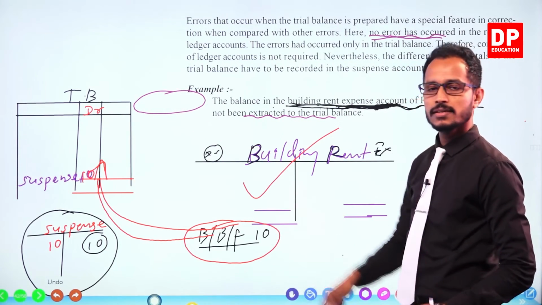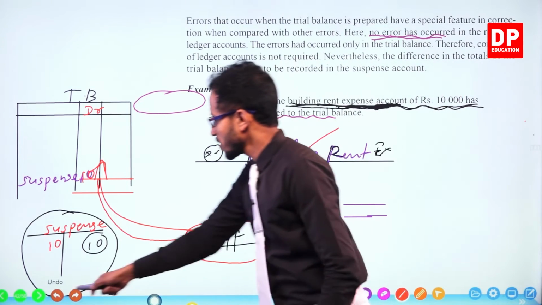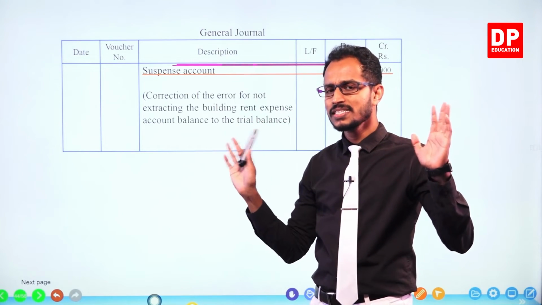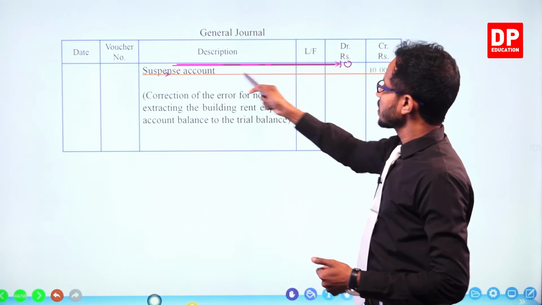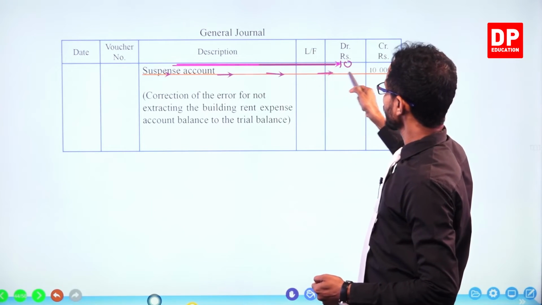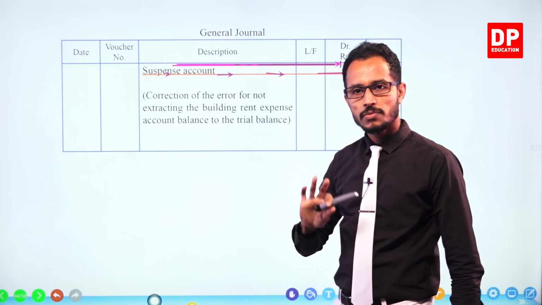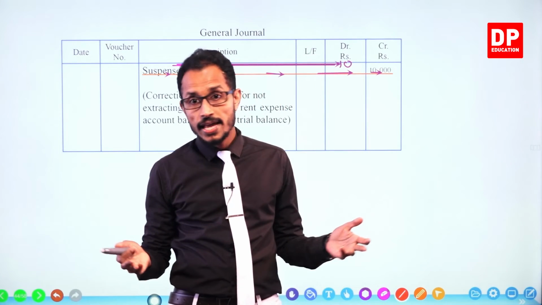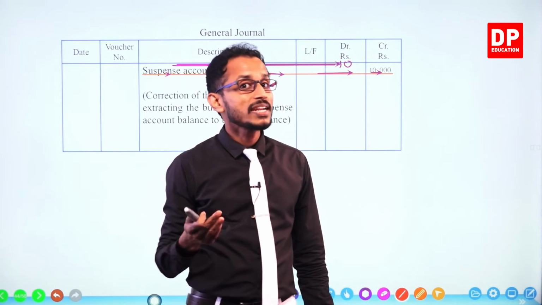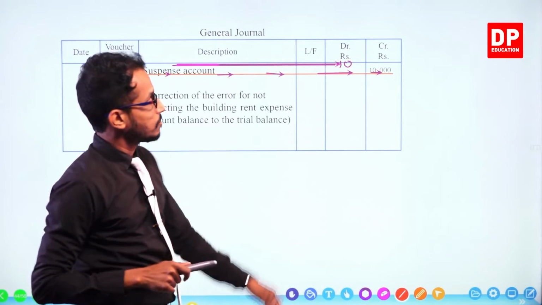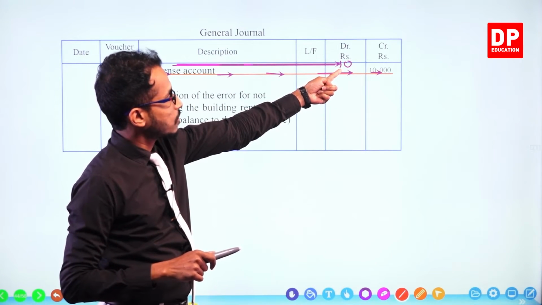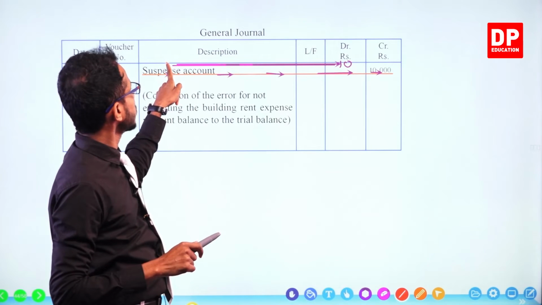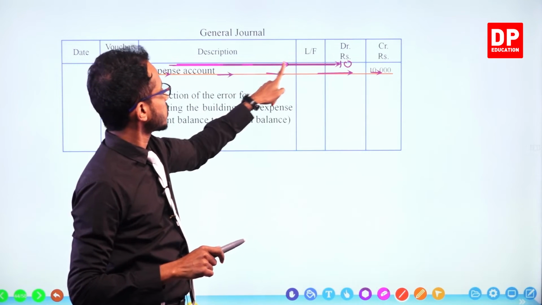As building rent, you have debited 10,000 to the trial balance. You can put that to show it, but the suspense account credit entry is the only entry that is enough when you correct this type of error. That is the difference. You don't write a double entry. If you want, you can, but just put the 10,000 in the debit column without a description here.